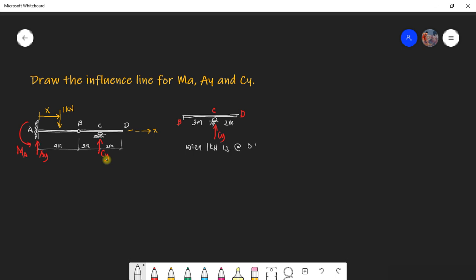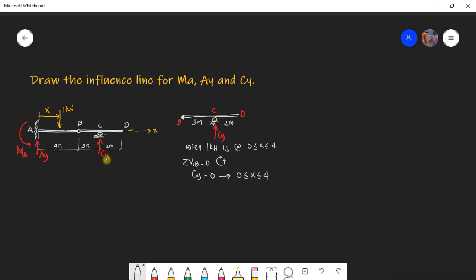is at 0 up to 4, meaning from 0 to 4. If we take moment at B, which is an internal hinge, equal to 0, with clockwise moment positive, CY is actually 0. This value of CY is true only when the unit load is at X from 0 to 4. So when the unit load is at 0 to 4, the value of CY is 0.